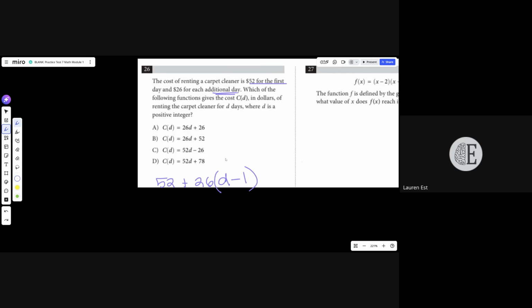Yeah. So then it doesn't look like any of my options because I need to distribute 52 plus 26 times D minus 1, 26D, 52 minus 26. Is that plus 26? Plus 26, 26D plus 26, maybe. And I know that it's $52 for the first day. So I'm going to check $26 for each additional day. Yeah, it's 26 plus 26. You can check your first day with confidence. Yeah, that's 52. Answer choice A.